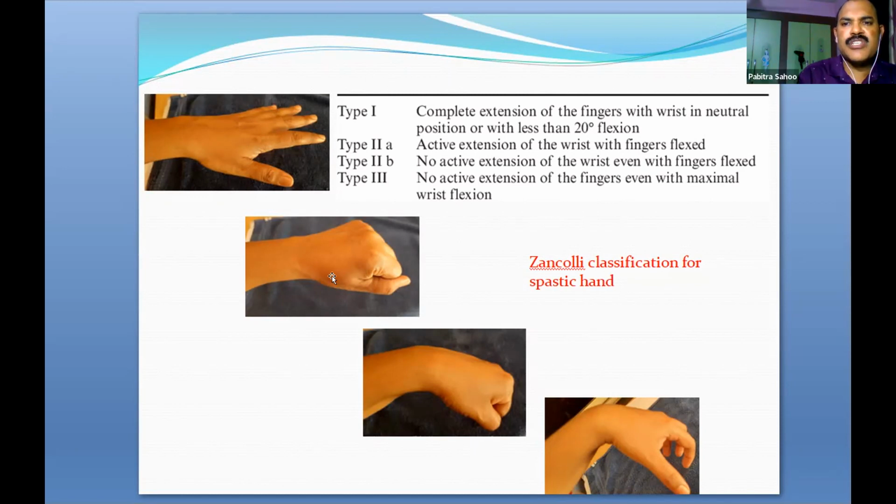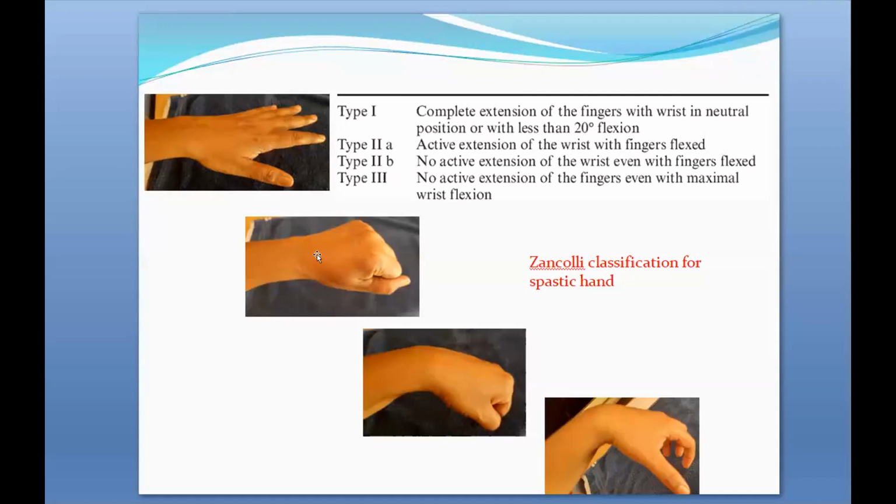That is, active extension of the wrist is possible with the fingers flexed. See in this picture, with the fingers flexed, the wrist is extended. That is Zancolli's type 2A. In type 2B, the wrist cannot be extended with the fingers flexed. That is Zancolli's type 2B. And Zancolli's type 3: no active extension of the fingers is possible even with maximum wrist flexion. Look at this picture, with maximum wrist flexion, the fingers cannot be extended. So this is Zancolli's classification.